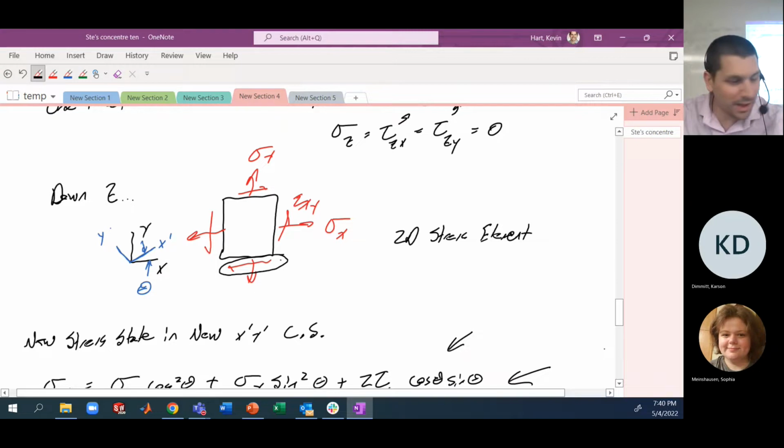He's on the negative y face in the negative x direction. Negative, negative, positive. This guy, negative x face, negative y direction, positive. Positive y face, positive x direction, positive. So all these arrows indicate a positive shear stress.